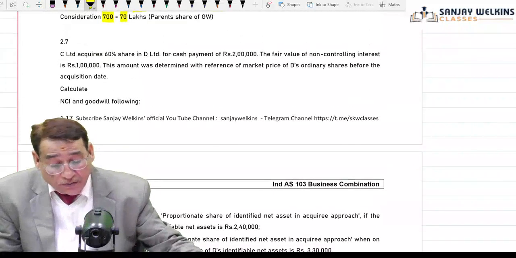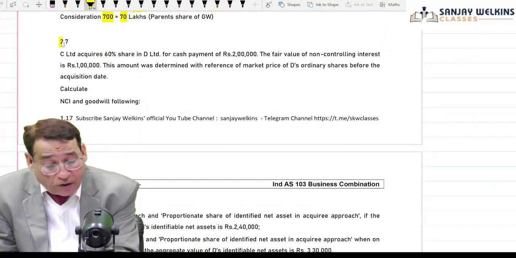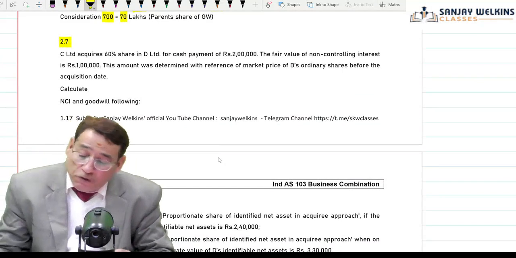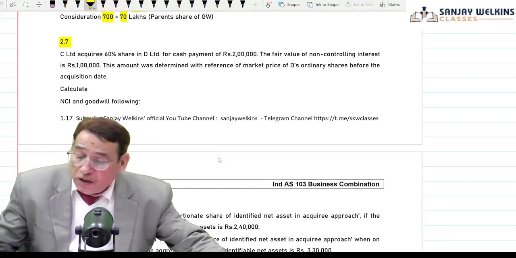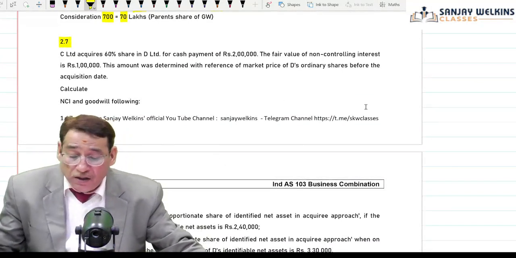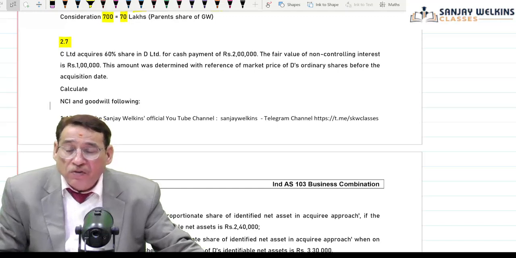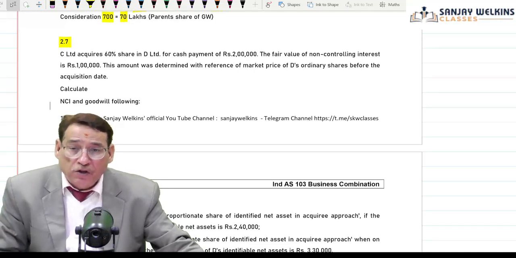Similarly, now there is another question 2.7, and before we attempt 2.7, we'll take a break of 5 minutes so that we can do it comprehensively. Just a break of 5 minutes, and then we'll join you again.